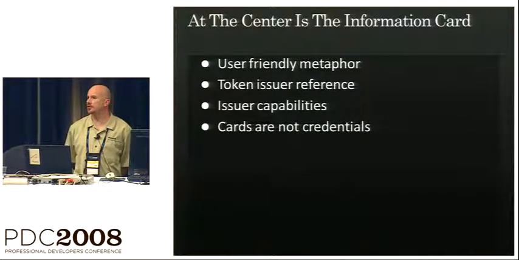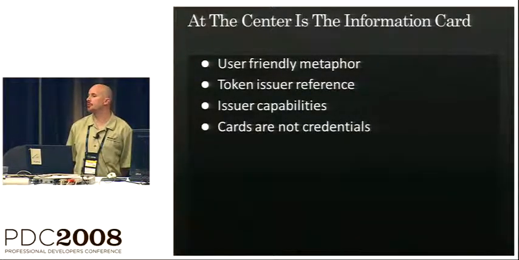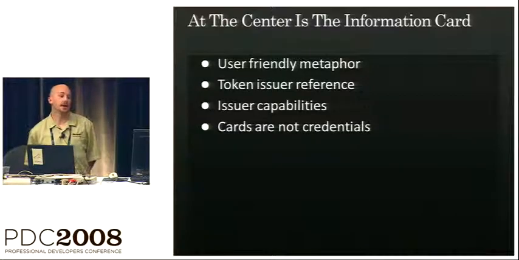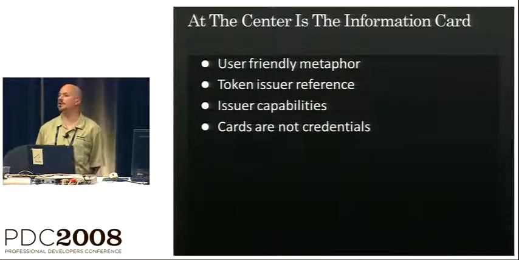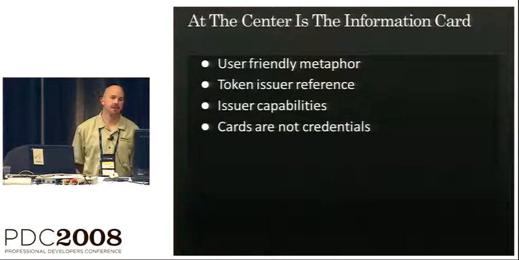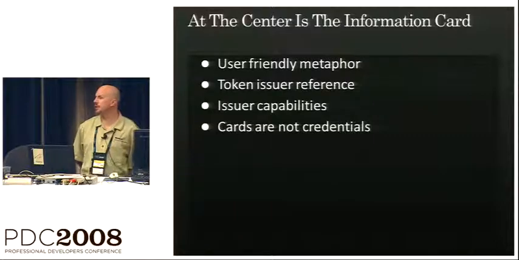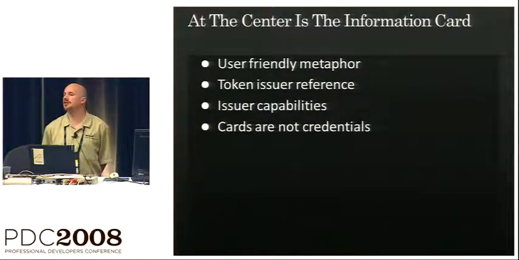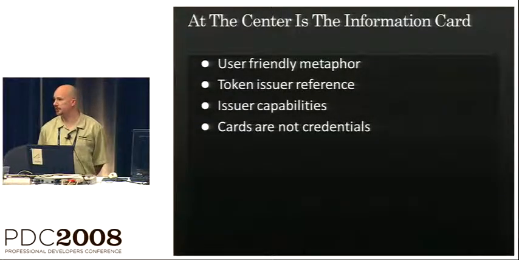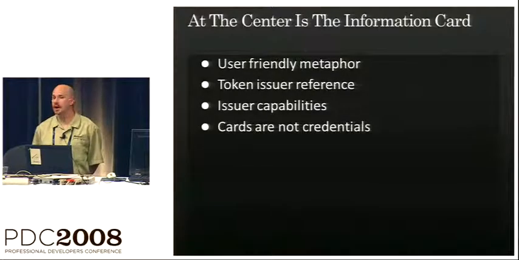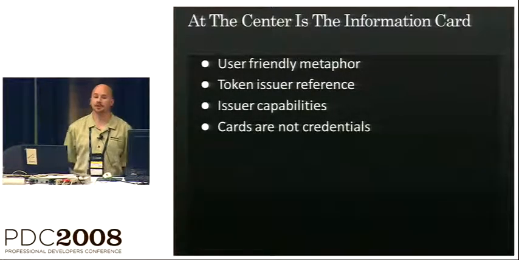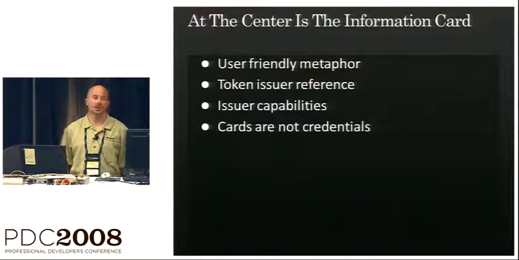It also contains information that's primarily consumed by CardSpace itself. There's a token issuer reference that tells CardSpace where to go to get the token on the user's behalf that represents this particular identity. There is a list of issuer capabilities that describe the set of claims that this particular issuer is willing to offer and the formats in which the issuer is going to issue those claims.